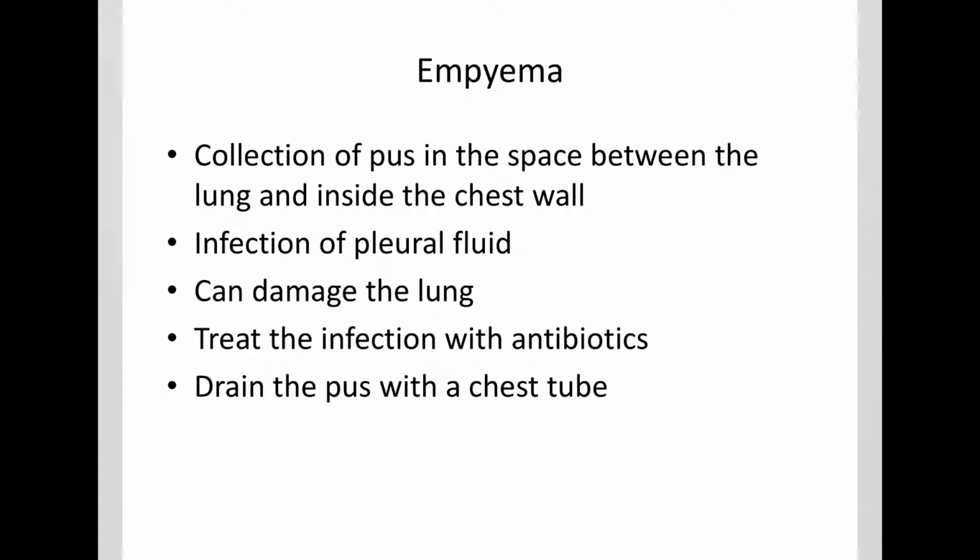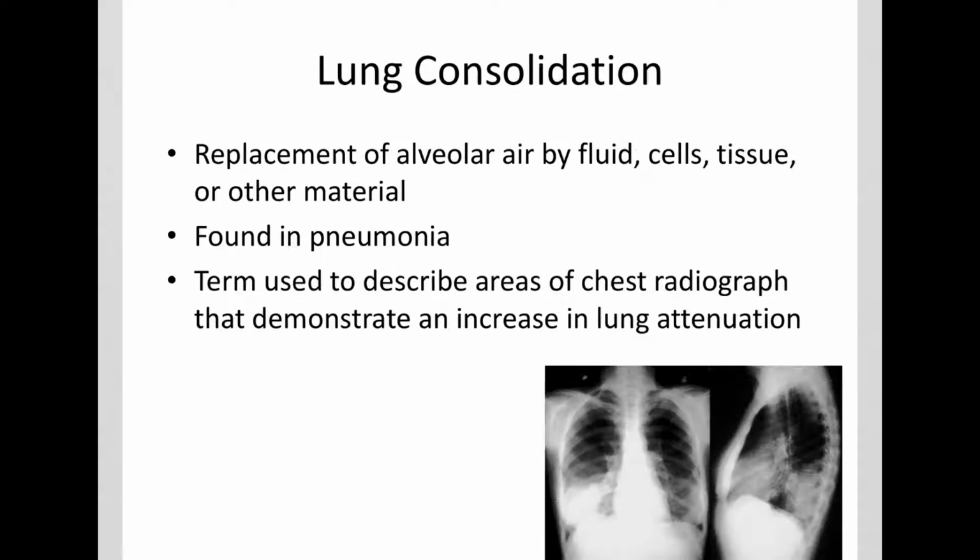We have empyema. This is a collection of pus in the space, so don't confuse it with emphysema. It's not emphysema misspelled, it's empyema. The pleural fluid becomes infected, we get pus that fills up the space, and we use antibiotics to treat the infection, but also the chest tube, like we showed you before, to drain that out.